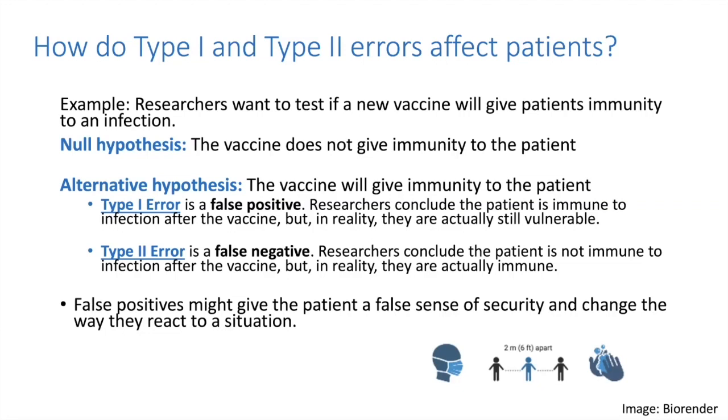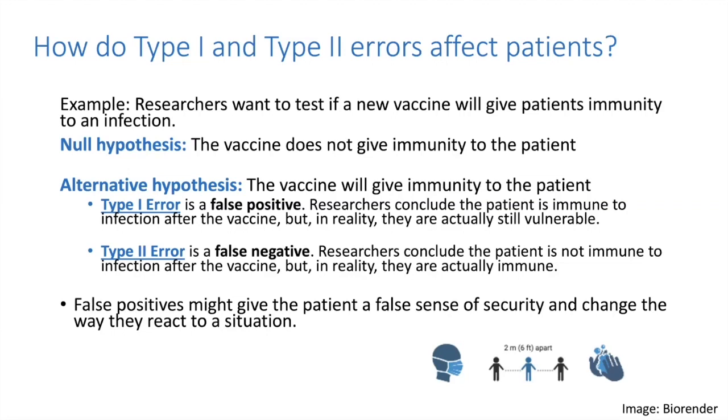Next, it is important to think about how type 1 and type 2 errors affect patients. Let's walk through another example and think about the side effects and consequences of each error. In this example, researchers wanted to test if a new vaccine will give patients immunity to the infection. The null hypothesis is the vaccine does not give immunity to the patient. The alternative hypothesis is the vaccine will give immunity to the patient.